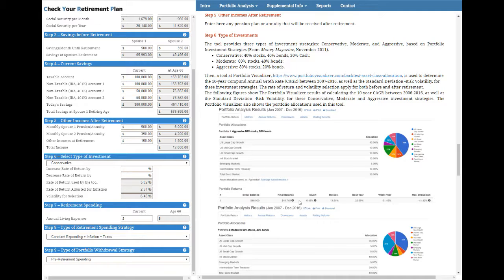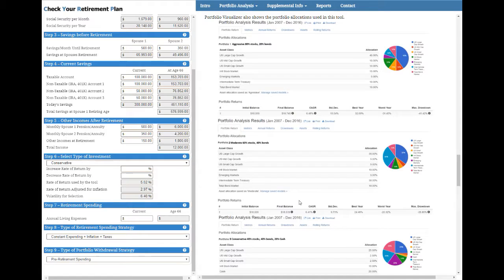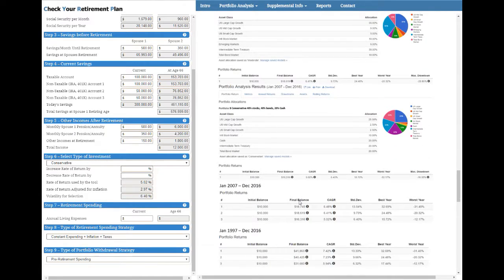A tool called Portfolio Visualizer was used to determine the 10-year rate of return from 2007 through 2016, as well as the standard deviation risk volatility. For these investment strategies, the following are the rates of return: conservative, 5.02%, moderate, 6.41%, and aggressive, 6.48%. For this exercise, let's select the default, which is the conservative investment.